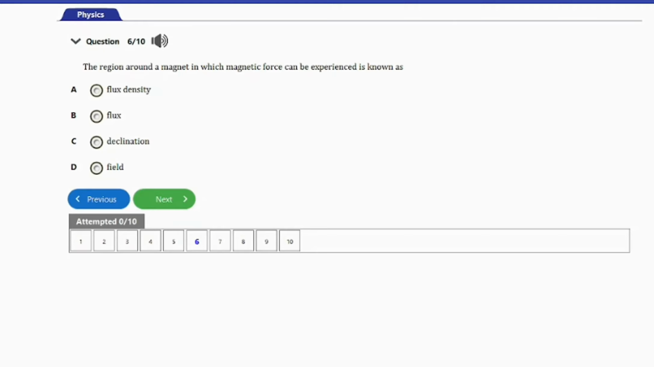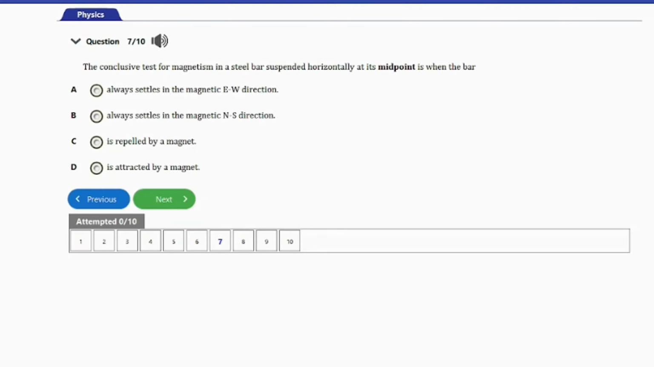So let's go ahead and consider the next question, guys. So the next question here is question number 7. It says, the conclusive test for magnetism in a steel bar suspended horizontally at its midpoint is when the bar A. always settles in the magnetic east-west direction, B. always settles in the magnetic north-south direction, C. is repelled by a magnet, D. is attracted by a magnet. So guys, the answer to this question is option B here.